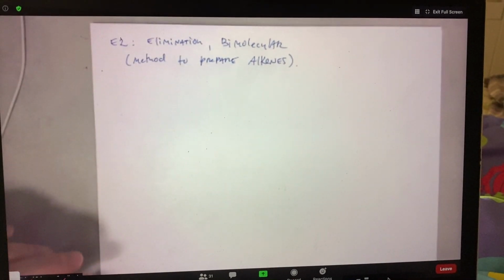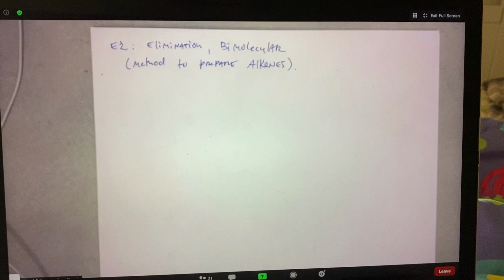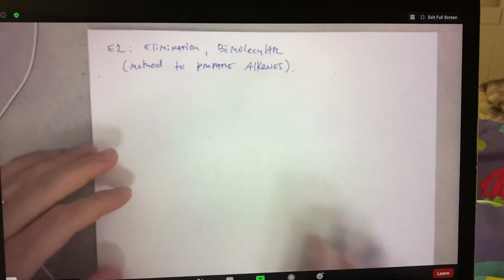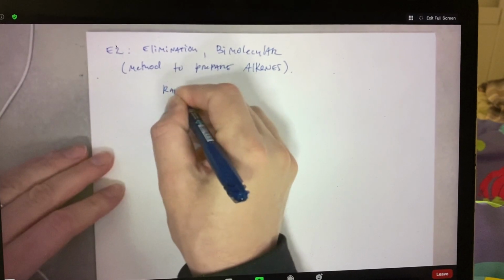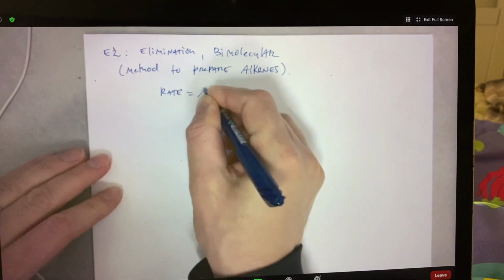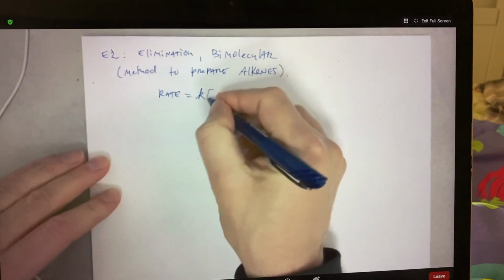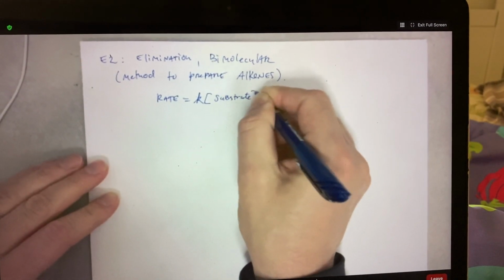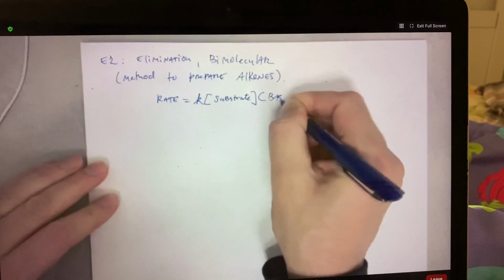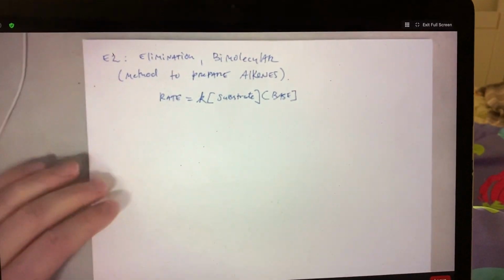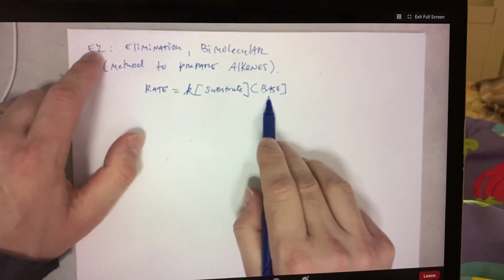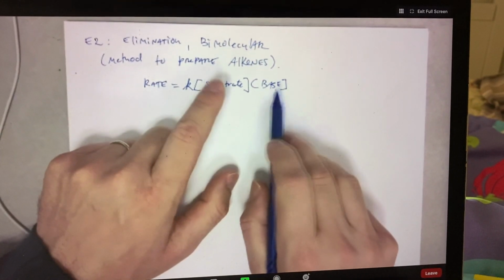So in the back of our head, we can just think of it as a method we can use to make alkenes, and it's going to serve that particular purpose. We're going to get the kinetics of this out of the way. Again, they're not the most important thing for us. The rate of this particular reaction is some rate constant multiplied by the substrate concentration multiplied by the base concentration. And so it's a bimolecular reaction. That's where this 2 comes into play, and both the base and the substrate matter.